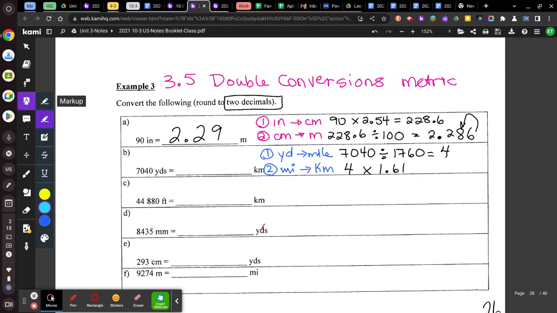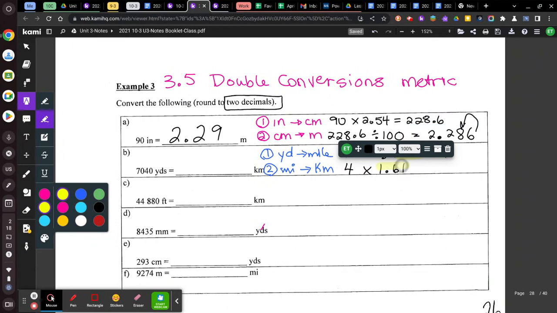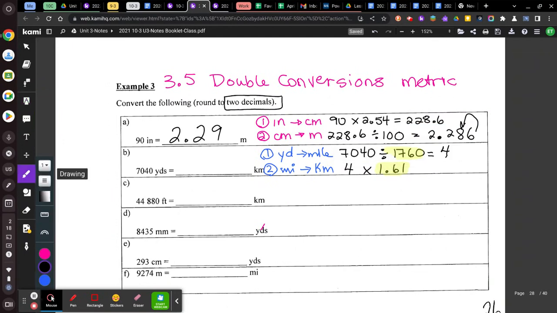Now, where am I getting these fancy numbers? This number right here, 1760, and the number 1.61, those are all coming from our formula sheets. Okay, that's where we're getting those numbers from. Now, when we multiply that, that's converting it to kilometers.